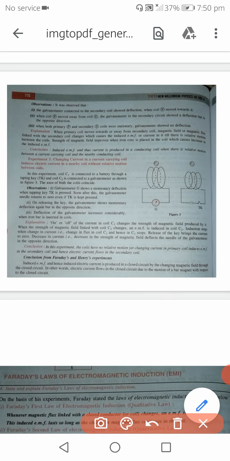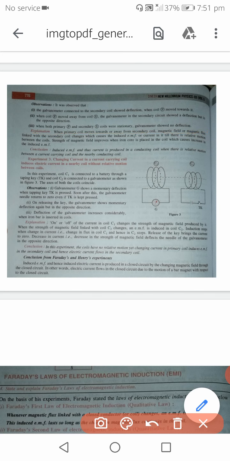So let us see the conclusion. Number 1, the galvanometer connected in the secondary shows deflection when coil P moves towards it, obviously. Next, when coil P is moved away from S, meaning the secondary, the galvanometer in the secondary circuit shows a deflection, but in the opposite direction, just like the previous observations. When both primary and secondary coils are stationary, meaning none of these are moving, the galvanometer shows no deflection.